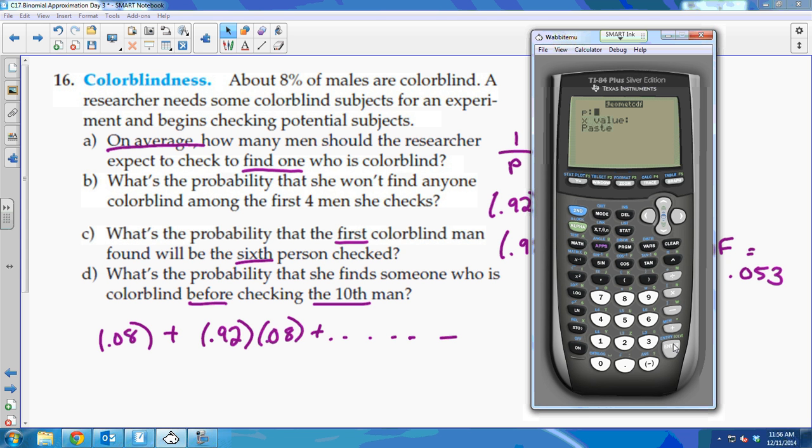So CDF, like on C. We use PDF for questions like C, where it's like exactly this trial. CDF, where we're adding a bunch of stuff up. So this would be the same thing. 0.08 is probably the colorblind. We still are doing, let's see here, up to 9 people. And it's going to add this together for us, 0.528.